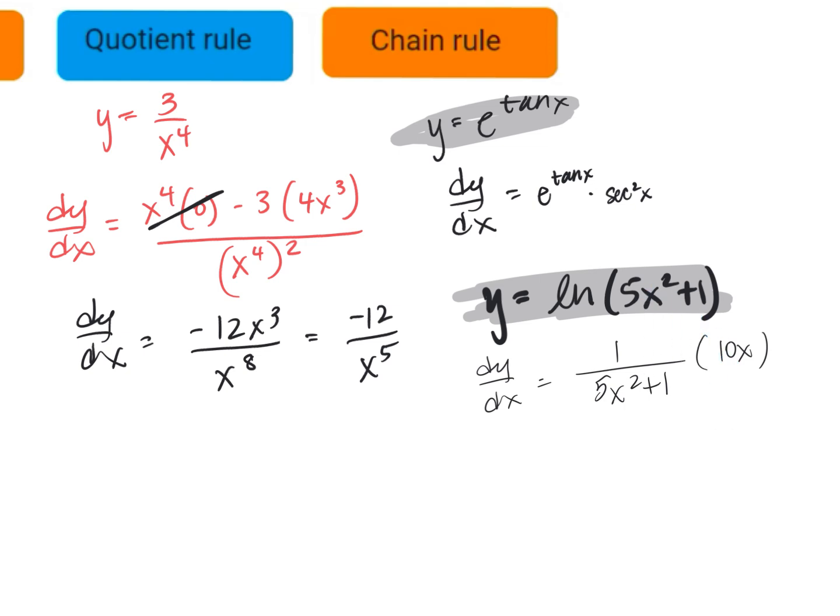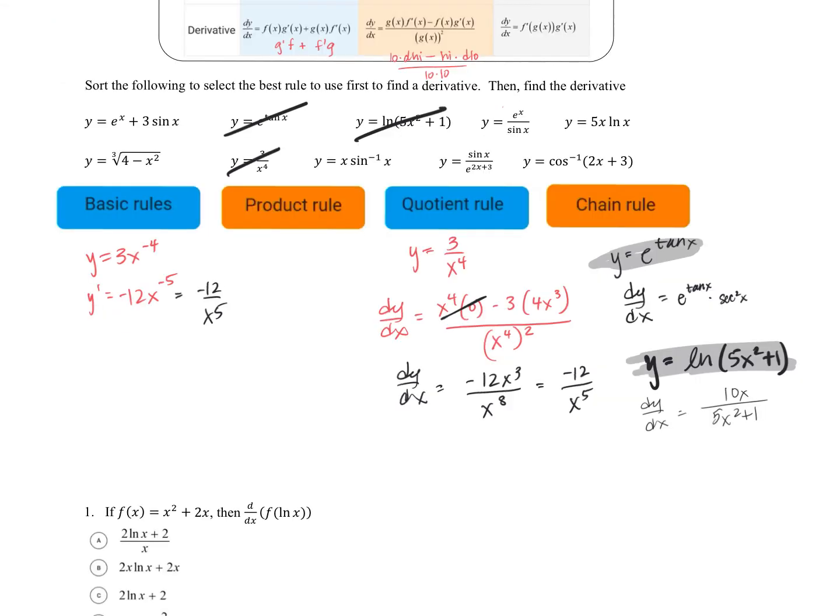Cooper, what if you just said 10x over all that stuff? That's also good. That is also good. I agree. 10x. Give me a product rule one.